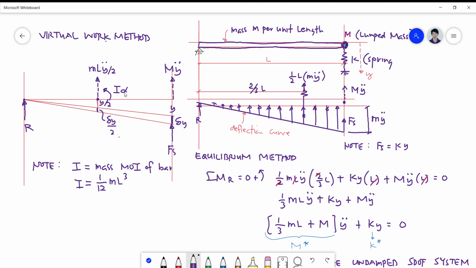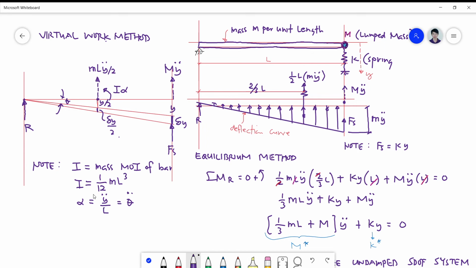Okay, and your alpha is simply the angular acceleration, which is of course based on the coordinate theta. So if I solve the angle theta here, theta is simply equal to y over L. Okay, so alpha now is simply equal to theta double dot, or y double dot over L. So this is also equal to theta double dot.